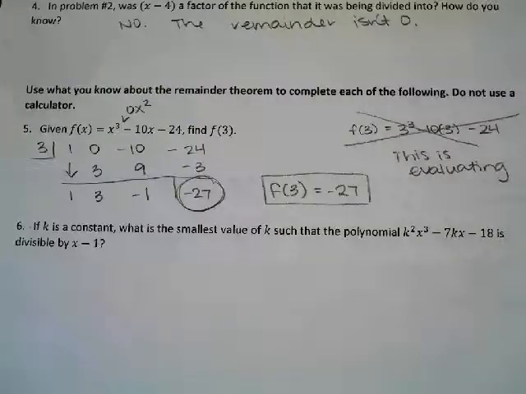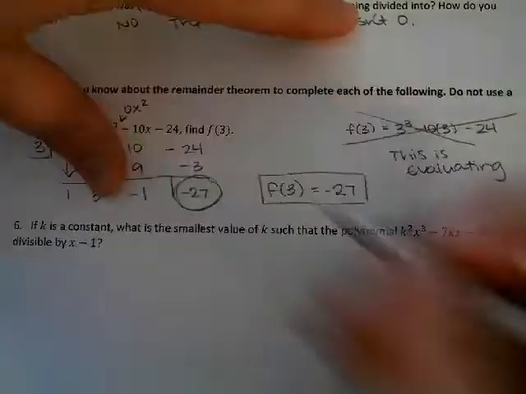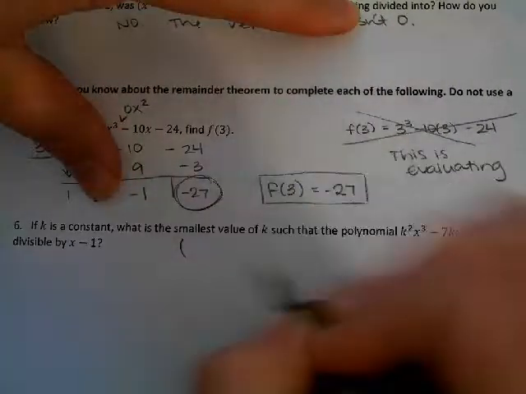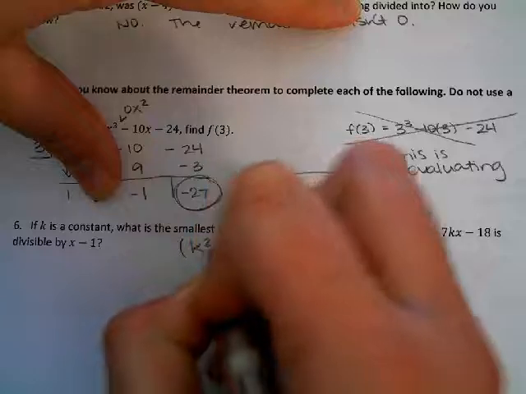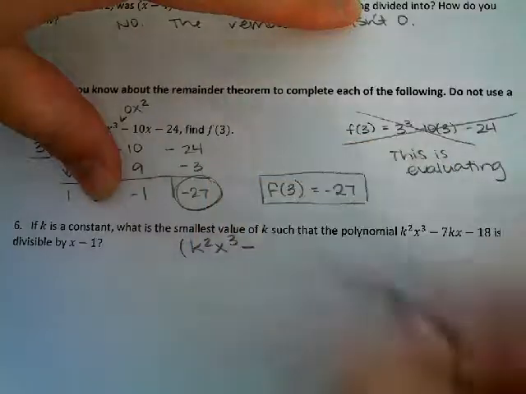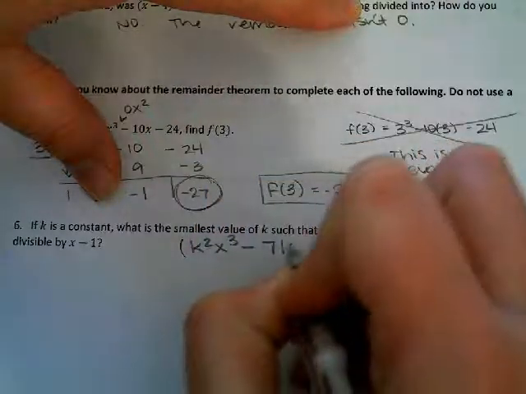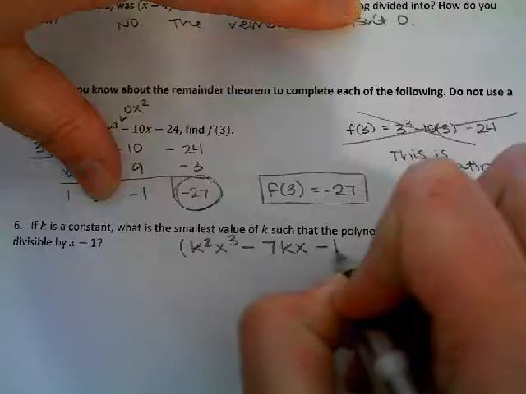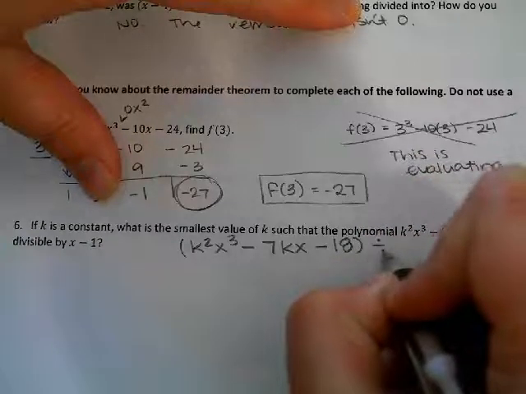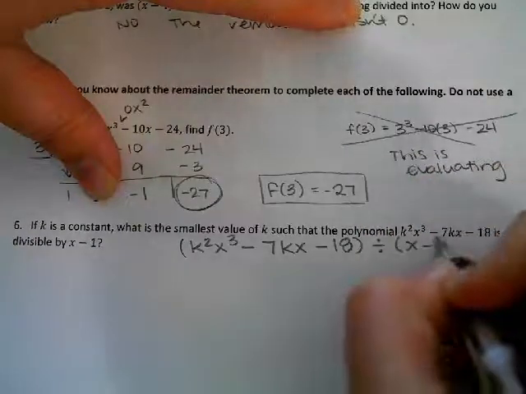So I'm just going to write it as k squared x to the third minus 7kx minus 18 divided by x minus 1. They're telling me that I've got this bigger piece, it's divisible by x minus 1. Does that make sense? Could we see how I could get that from the problem? Okay.